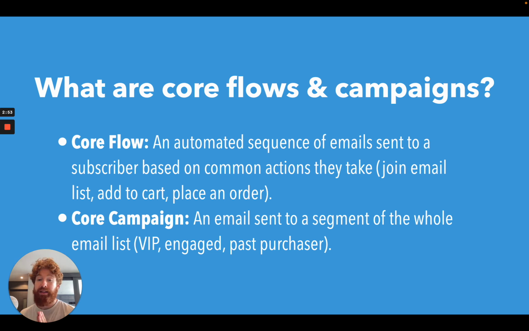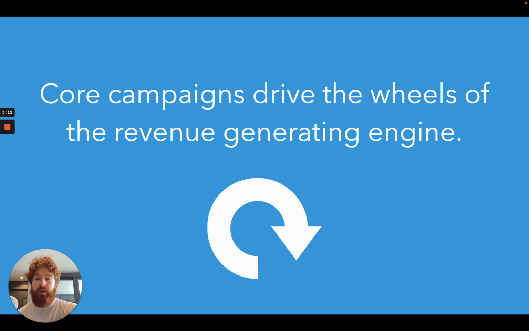And the core campaigns is essentially just an email that is sent to a specific segment of your whole email list. So, VIP, maybe a 90-day engaged, maybe a past purchaser. All of these are segments of your email list that you can email separately. So core campaigns, they drive the wheels of the revenue generating engine. That's kind of how you could look at it. I'll go into a bit more detail about how that makes sense in a moment.